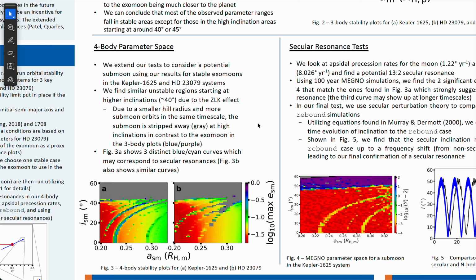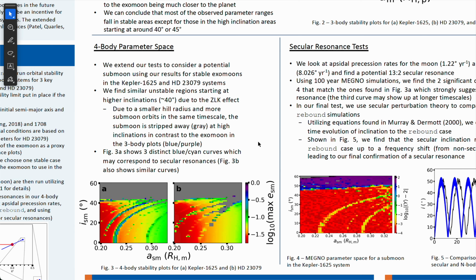More notably in the stable region are the resonance curves we see that lead to instabilities. Looking at the time series epsilon precession rate data, we find a potential 13:2 resonance between the moon and the submoon. From our MEGNO tests, we find that our 2 distinct curves appear in just 100 years, leading to another test strongly suggesting a secular resonance. This can be seen here in figure 4, where these curves are matching the curves found in figure 3.